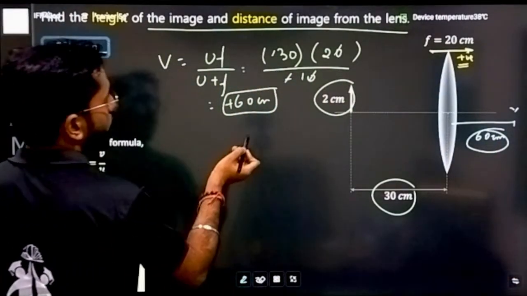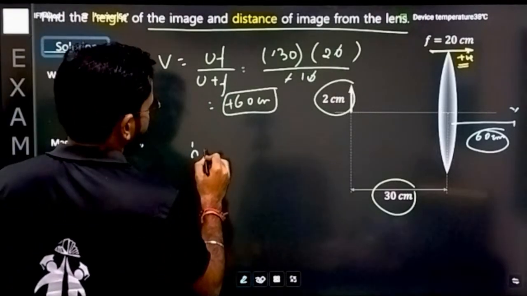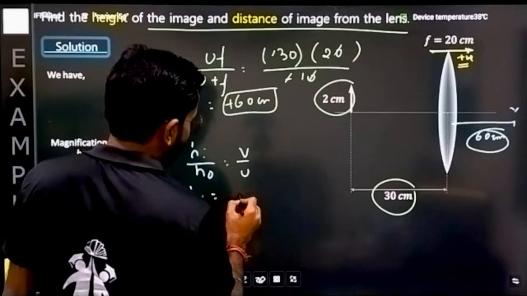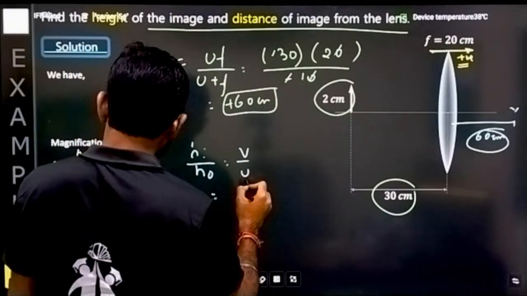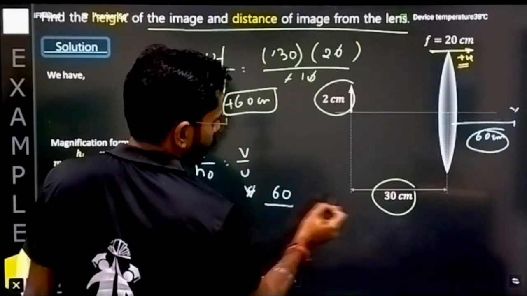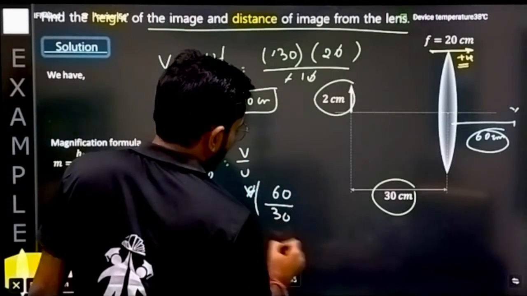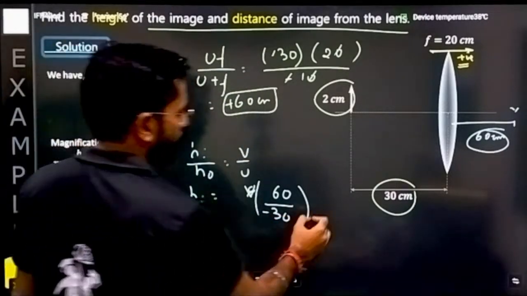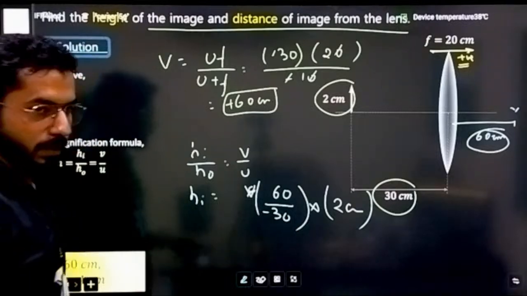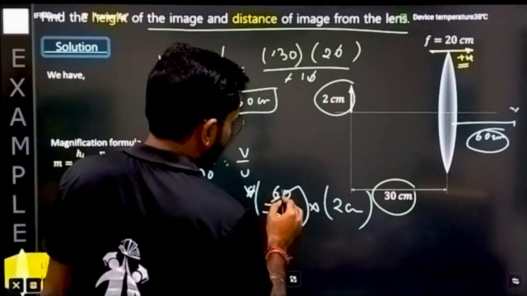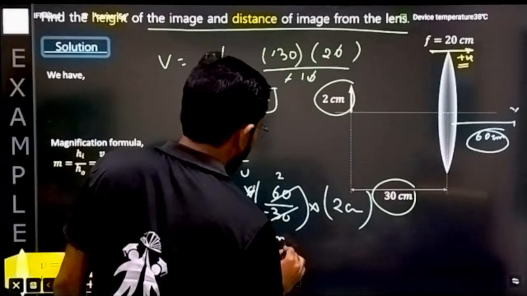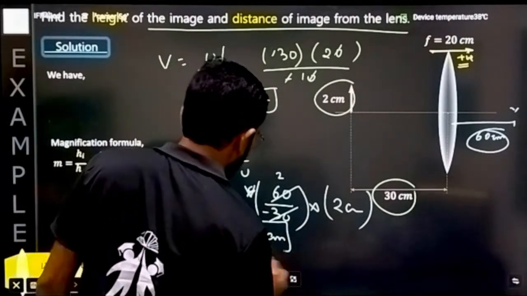Now if I ask you about the height of the image, how will I say it? Height of image divided by height of object is equal to v by u. So the height of image is going to be equal to v, which is 60, divided by u. u is how much? 30, and this will be written as negative, into the height of object. The object is taken as positive, it is 2 centimeter. How much will this come? This will come as 2 times, that is 2 into 2, minus 4 centimeter. The height of the image will come as minus 4 centimeter.